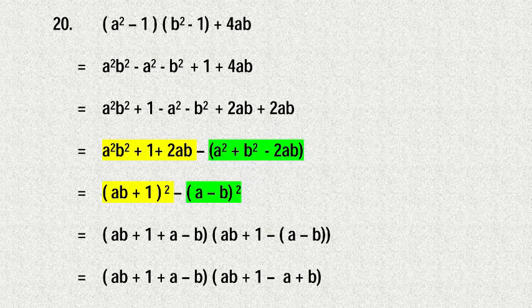Now we have the given equation in the standard form: a² − b². Expand it as (a + b)(a − b). What is a + b? (ab + 1) + (a − b). What is a − b? (ab + 1) − (a − b). So a − b will result in the next step as ab + 1 − a + b.